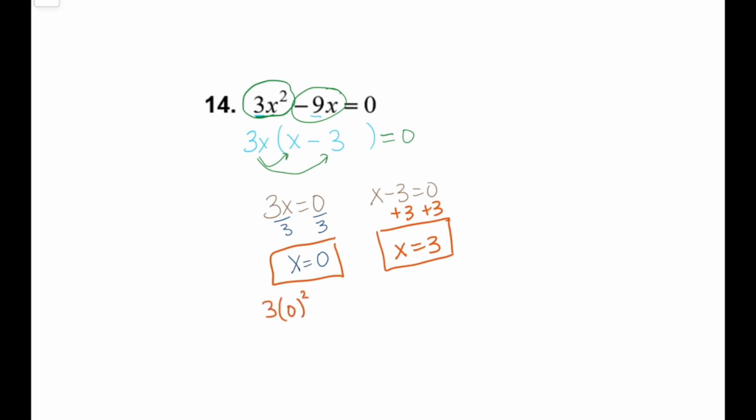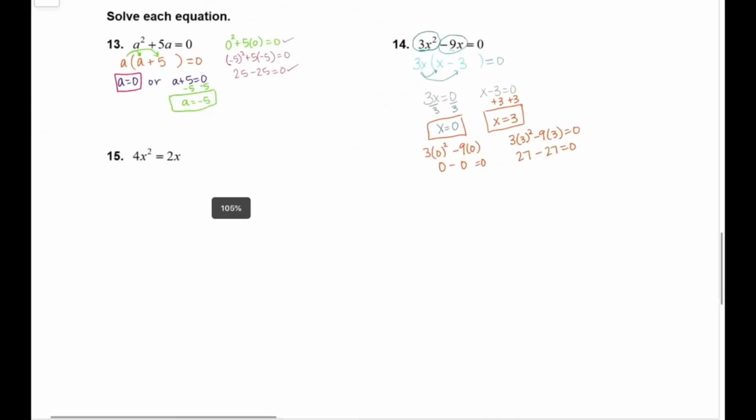Now, if I plug in 0 into the original equation, I have 3 times 0 squared minus 9 times 0, and that will equal 0 minus 0, which is 0. 3 times 3 squared is 27, and negative 9 times 3 is negative 27. 27 minus 27 is going to give you 0 as well.